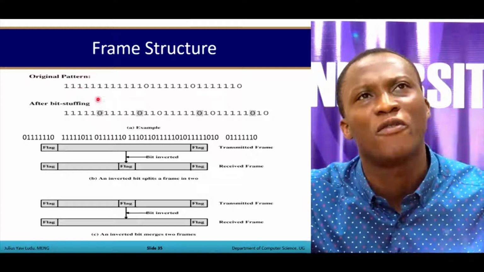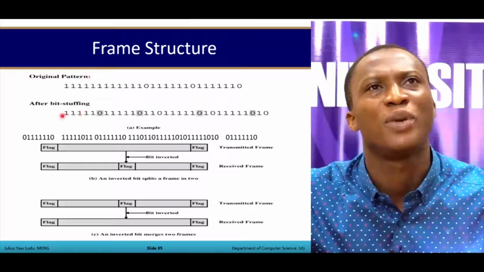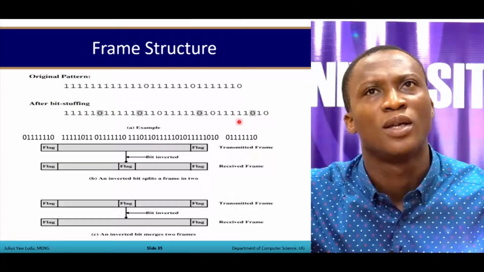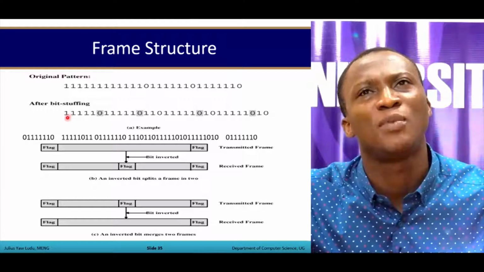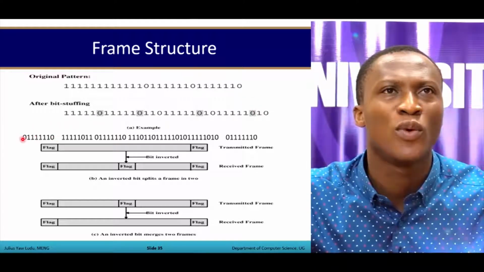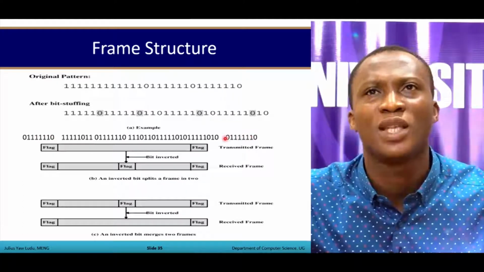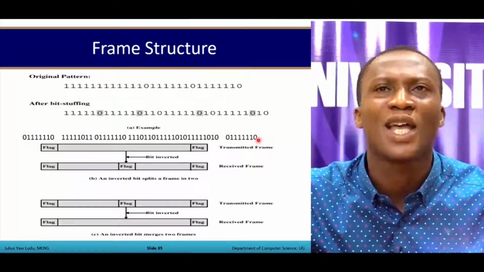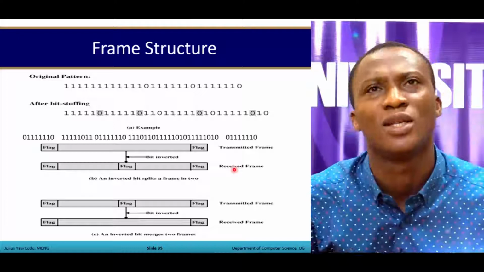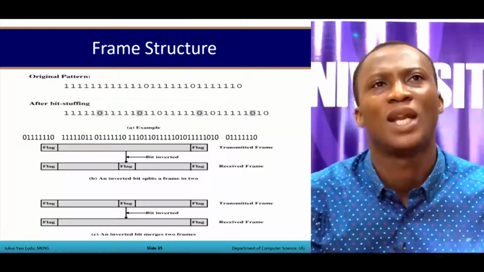So we have the original pattern, and we have bit stuffed it with zeros. Once the data has been bit stuffed, then we put the flag. You realize this flag shows the beginning of the frame, and this one is the end of the frame. It is after we have bit stuffed or checked for that consistency that the data is transmitted on the line.